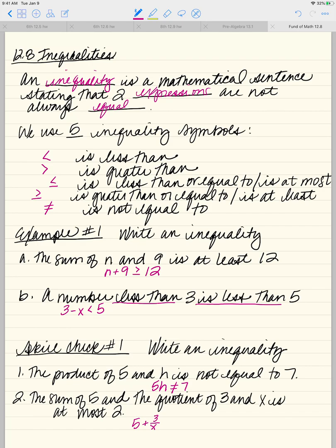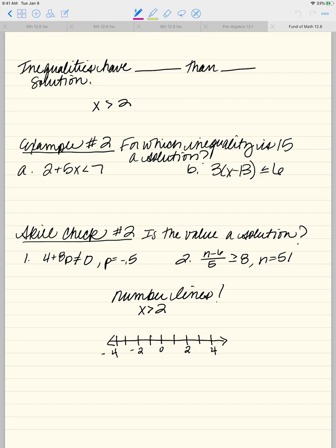That means it might be equal to 2. At most means it cannot be bigger than 2. So that sum has to be less than or equal to 2 because it is at most 2. It might be 2, but it might be less than 2. So 5 plus 3 over x is less than or equal to 2.